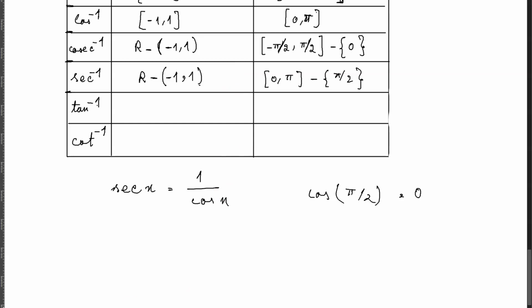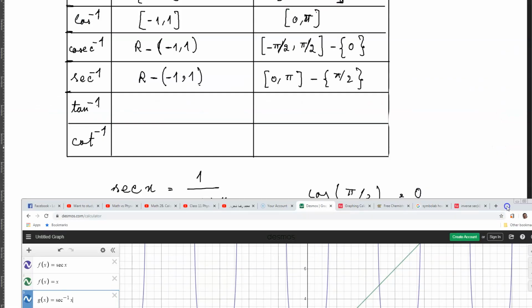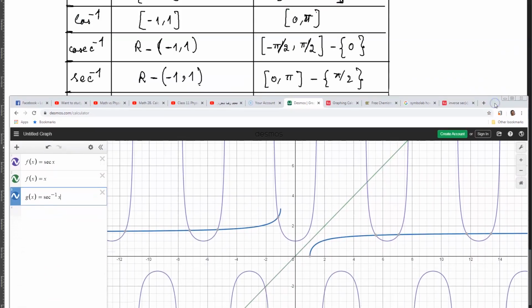And now if I graph g of x equal to secant inverse x. As you can see, over here we said that the domain of the function is R minus the interval from negative 1 to 1. So the domain goes from R to R, and over here this is negative 1 and this is positive 1, so all of these values are excluded.